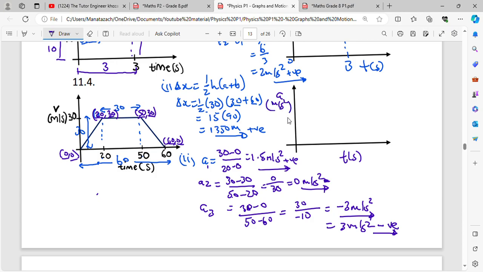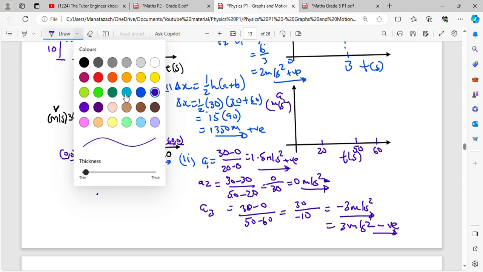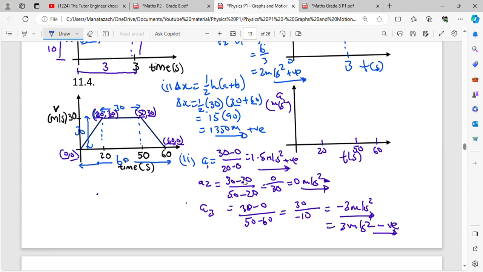Okay, so to plot that on the acceleration time axis, here you'll have 20 seconds, 50, and then 60. So the first acceleration, let's go back to blue. The first acceleration was 1.5, so you can just choose a scale of 1.5 to 3. Also here you'll have 1.5 and then 3.